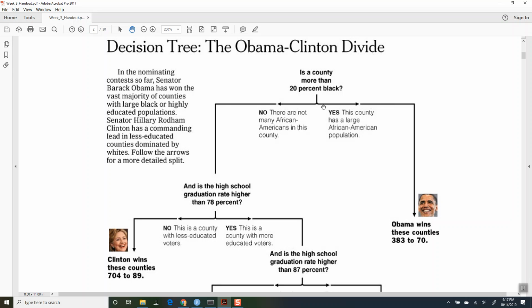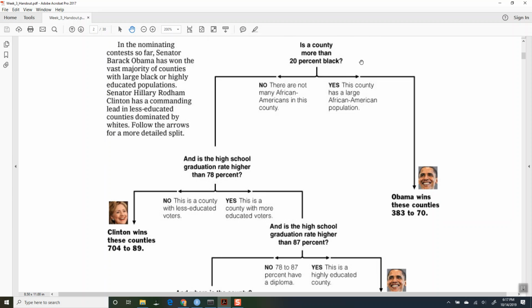And so there are different variables, okay? One of the variables was the proportion of the county that was black. Some counties are 0% black, and some counties are 99% black or something. There's a spectrum, okay? So the decision tree figures out the threshold, and the threshold was 20% black. If the county is more than 20% black, that's a yes, and Obama wins these counties 383 to 70, okay? So there were 403 counties, I guess.